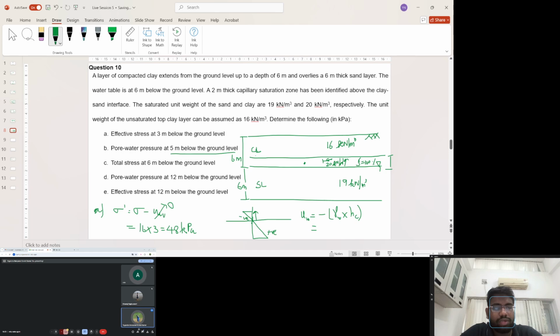So Hc means at what point we are measuring. Capillary rise is the height till that point. So here it is 1 meter. So we need a total of 5 meters, 6 minus 1 is 5. So minus gamma W, you can take it as 10, and Hc as 1, which gives minus 10 kilopascal. All right. This is for B.